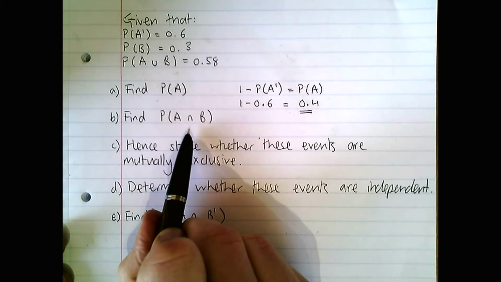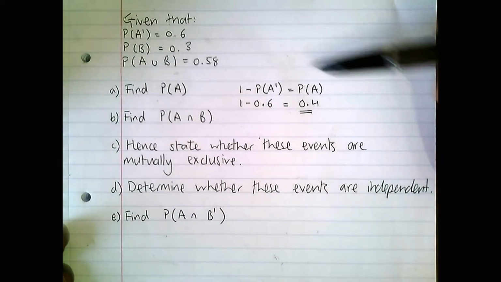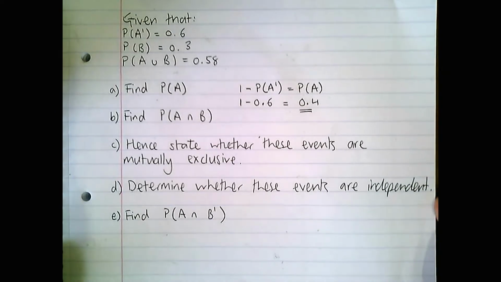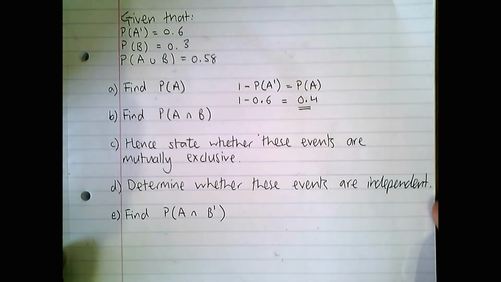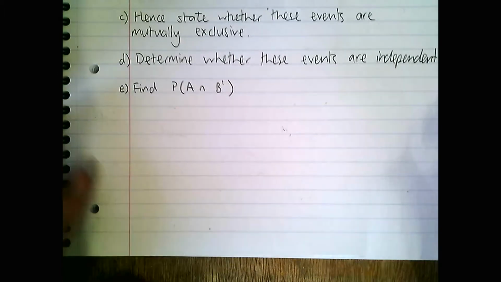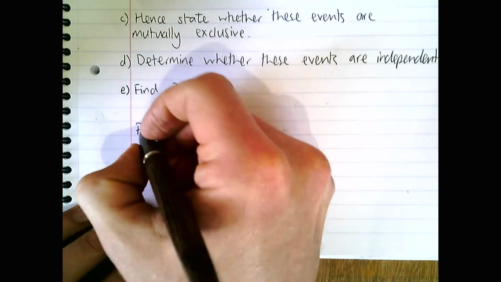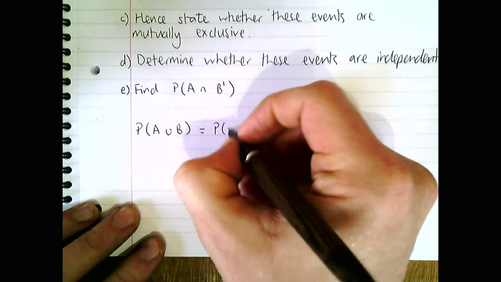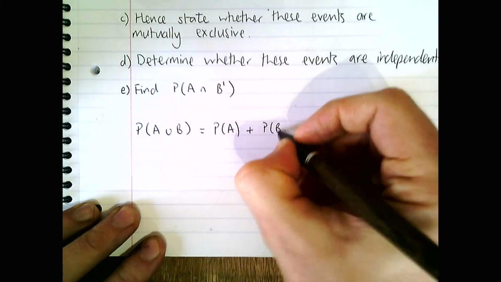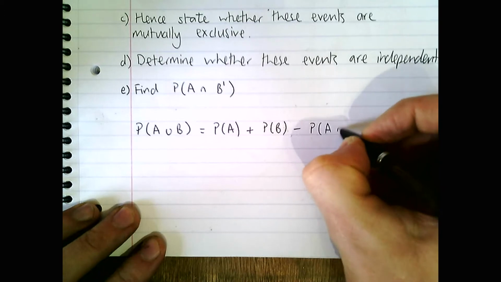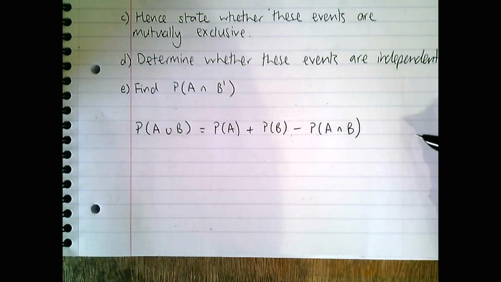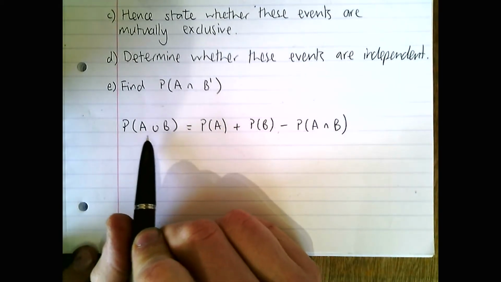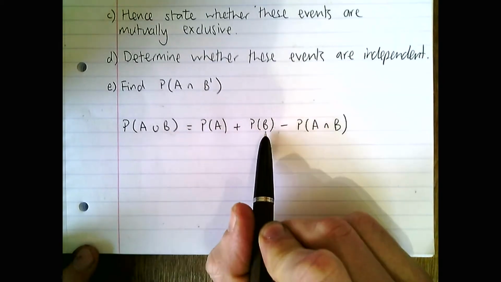The next one here wants us to find the probability of the intersection. Now, given what we've got and what we've just found, we can use one of our probability laws in order to work out the intersection. So let's just have a little bit of a look at what that is. So we've got the probability of A union B is equal to the probability of A plus the probability of B minus the probability of A intersection B. Now this here is what's called the addition law. It can help us find out the probability of the union of two events if we know the individual probabilities and the intersection.